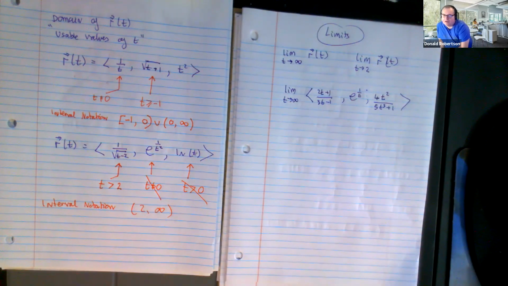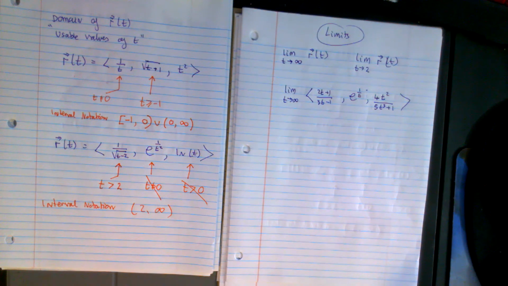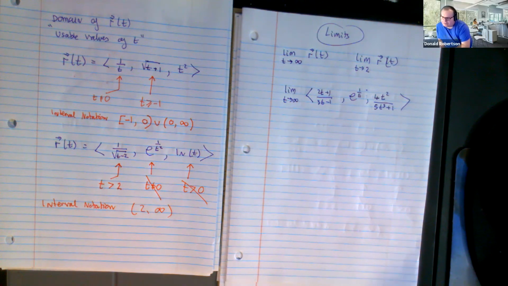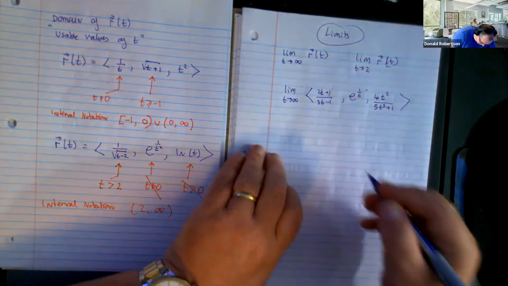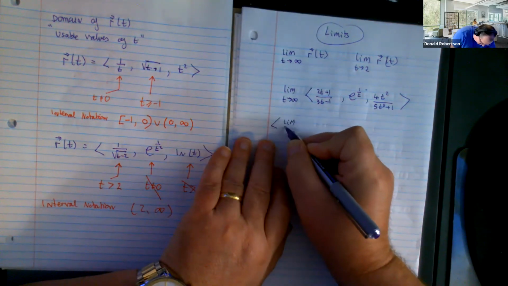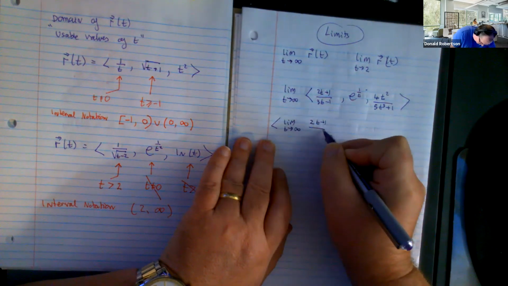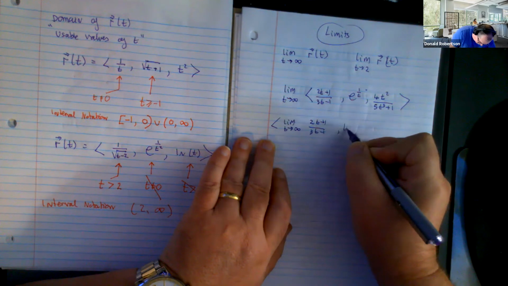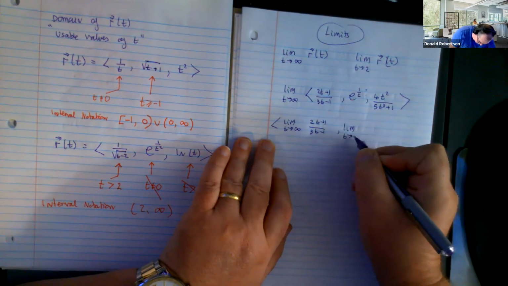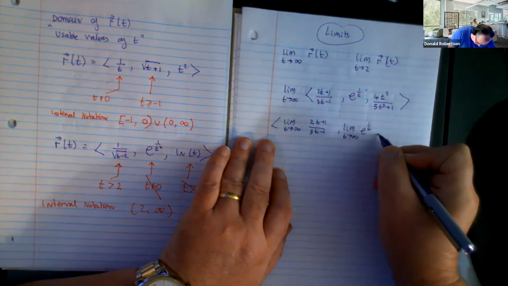How do you think you find the limit as t tends to infinity of a space curve? Take each individual part and find its limit as t approaches infinity. That's it. Doesn't that make sense intuitively? You just find each one separately. So we're going to find the limit as t tends to infinity of this guy, and the middle guy, and the last guy.